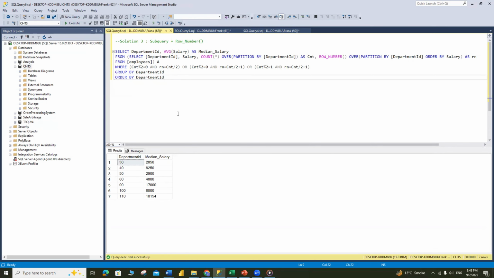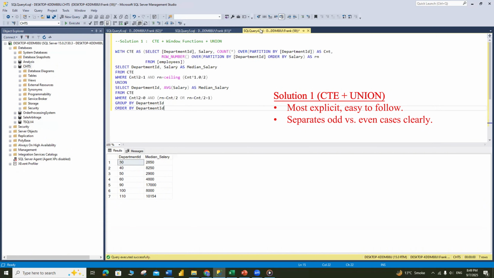To wrap up, we've looked at 3 different ways to calculate the median salary per department. Solution 1, CTE plus union: most explicit, easy to follow, and it separates odd versus even cases clearly.